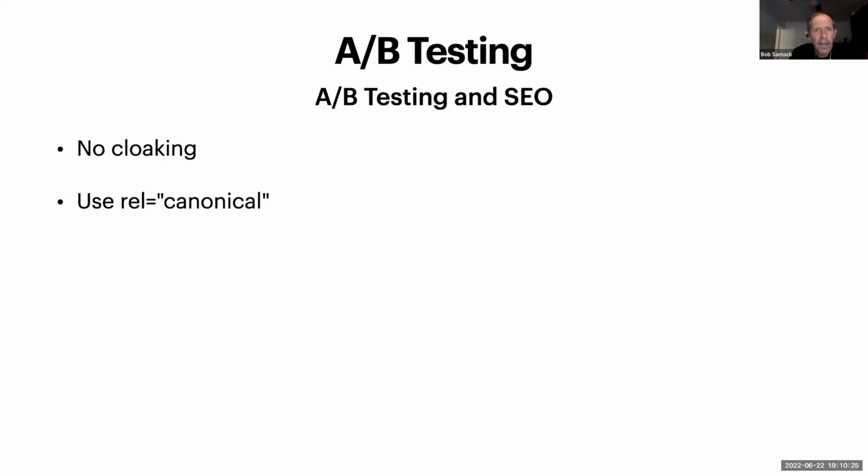Use rel equals canonical. If we run a split test with multiple URLs, we should use the rel equals canonical attribute to point the variations back to the original version of the page. Doing so will help prevent Googlebot from getting confused by multiple versions of the same page.